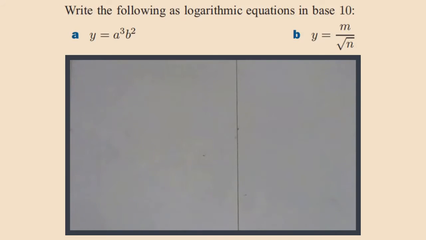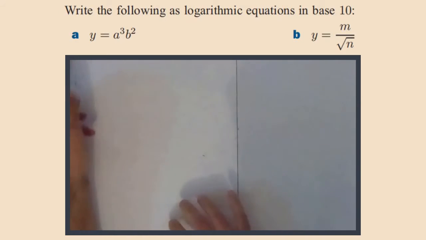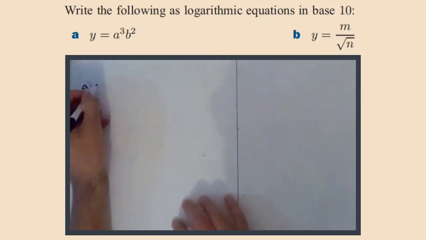Write the following as logarithmic equations in base 10. A, y equals a cubed b squared, and b, y equals m over root n. So if we want a logarithmic equation out of this, we'll start with part A. We need to take logs of both sides.